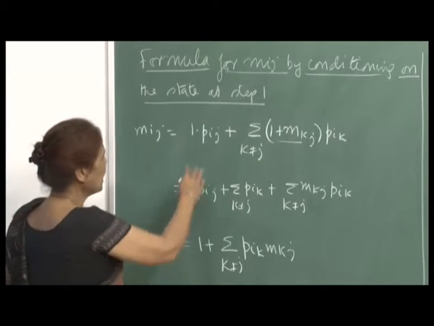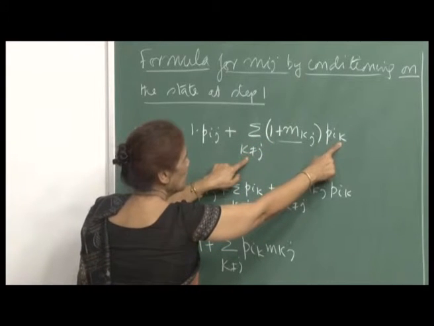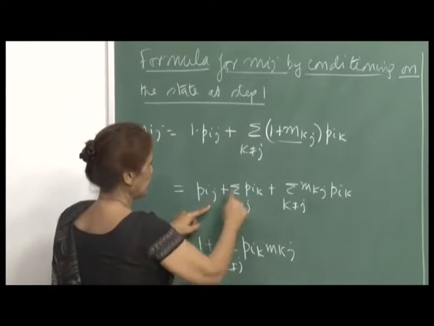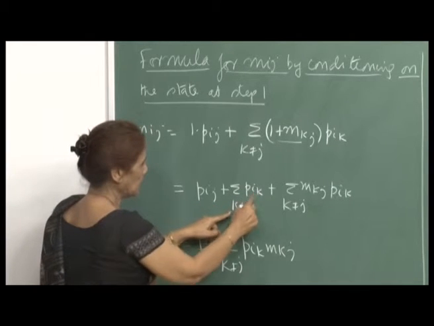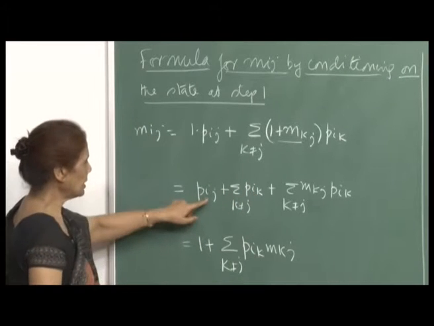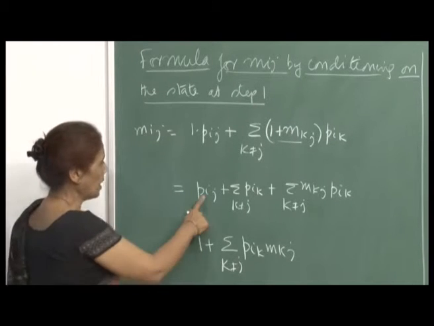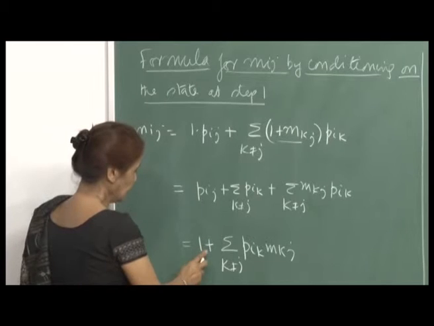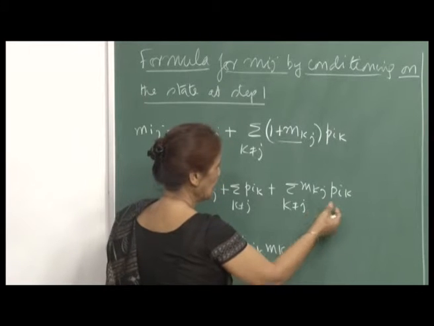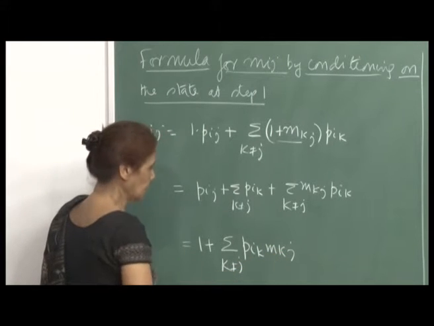Now, we just rewrite this expression, because here you are summing with respect to k, and k is not equal to j. So, Pij is missing, which is available from here. When you add up Pij plus the sum of Pik, k not equal to j, this whole thing is the sum of the components of the ith row of the transition matrix, which must be equal to 1, because from i you have to transition to one of the states. Therefore, this is 1 plus the sum of Pik into mkj, where k is not equal to j.